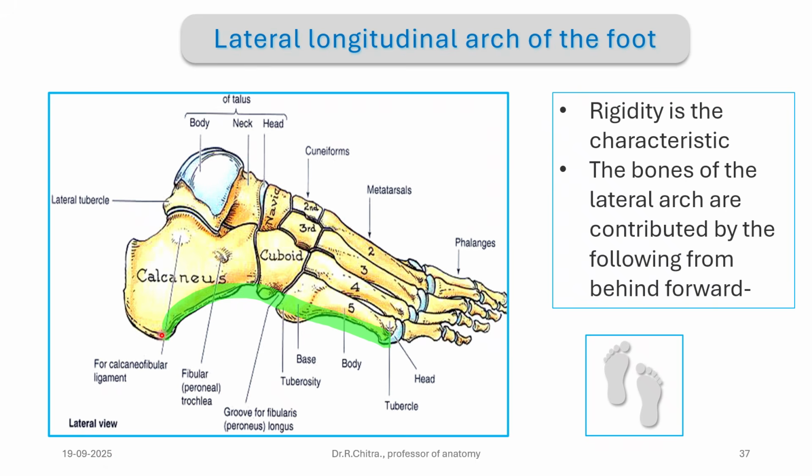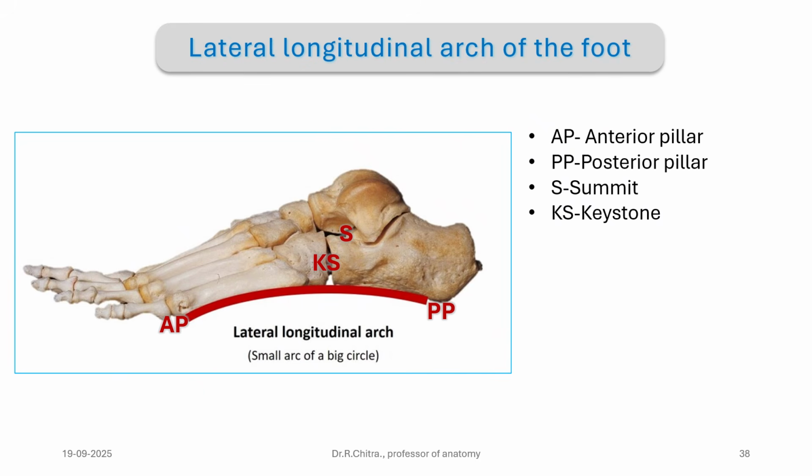So what are the bones forming this arch from behind forwards? Calcaneus, cuboid and the lateral two metatarsals up to their heads. It has an anterior pillar, that is the heads of the 4th and 5th metatarsals, a posterior pillar, and the summit. The talus is the summit of the medial arch, and the subtalar joint is the summit of the lateral arch, so the summit of the lateral arch is at a lower level. The keystone of this arch is the calcaneo-cuboid joint.